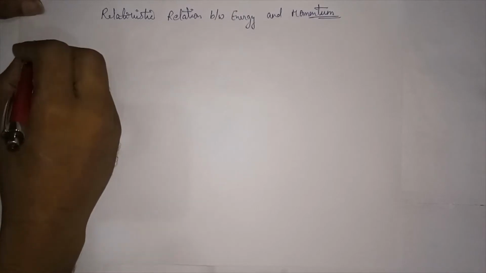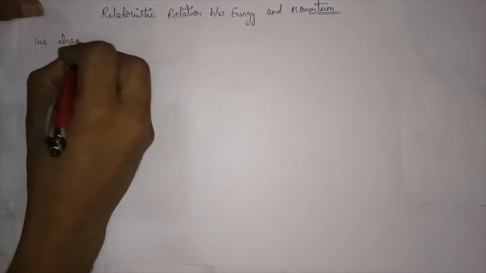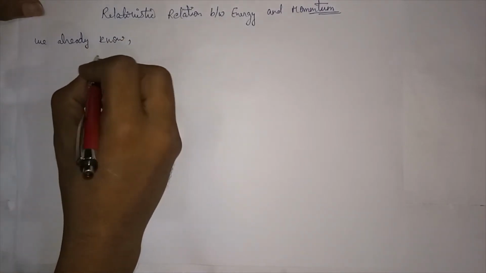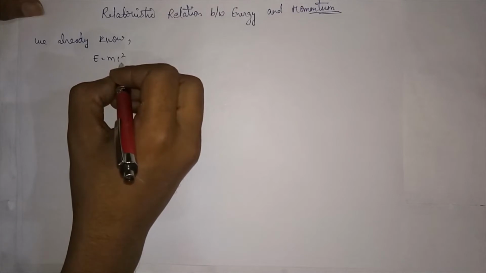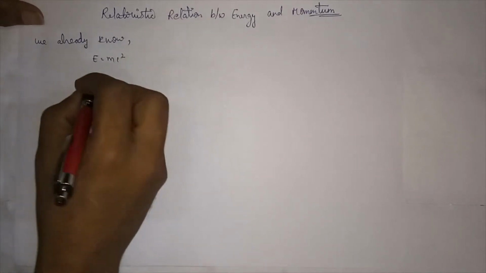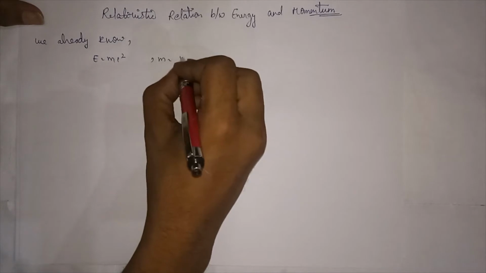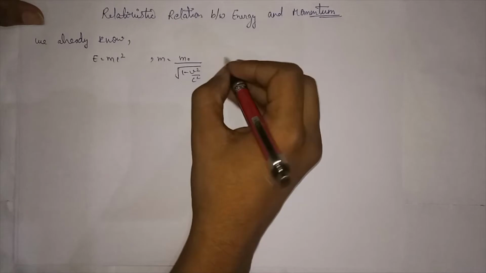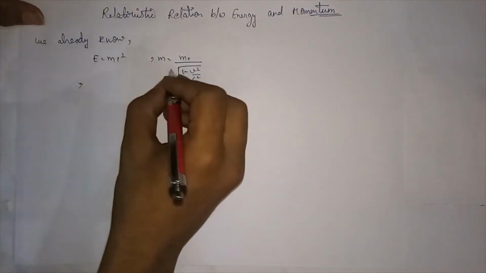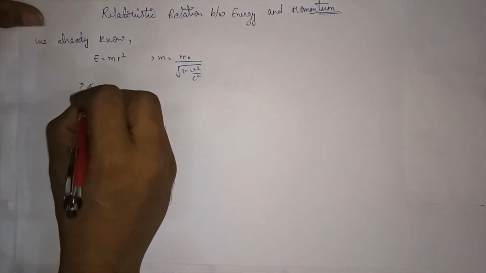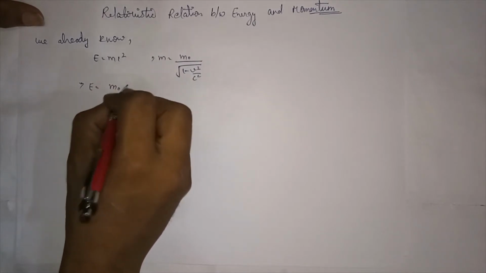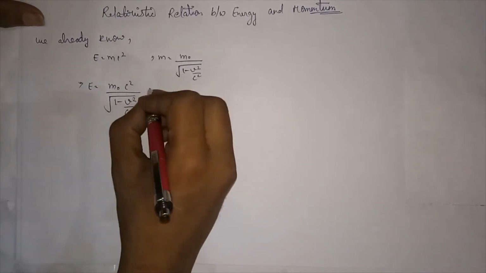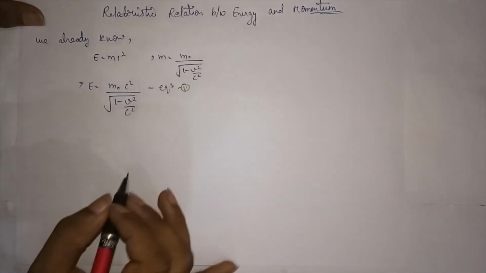So gentlemen, we already know that E equal to mc square, which we already derived in our last lecture, and m equal to m naught upon under root 1 minus v square upon c square. So putting this value in this equation, we will get E equal to m naught c square upon under root 1 minus v square upon c square, and this is our equation number 1.